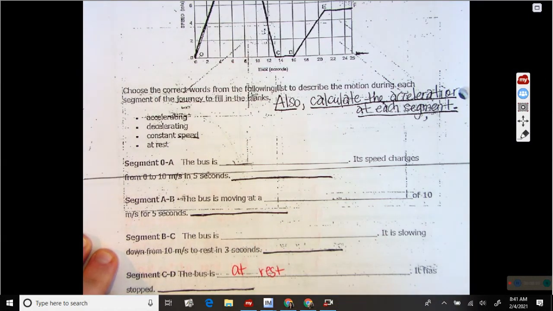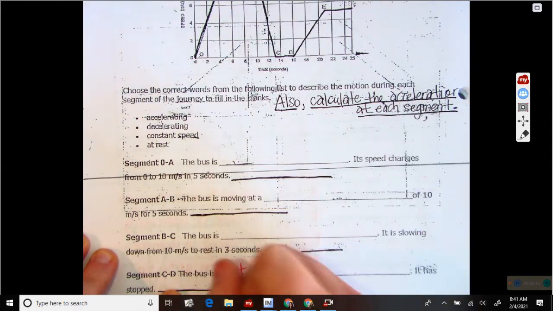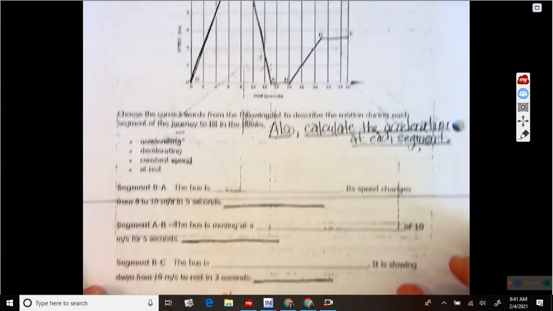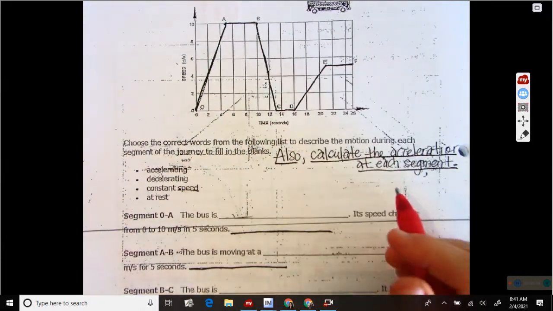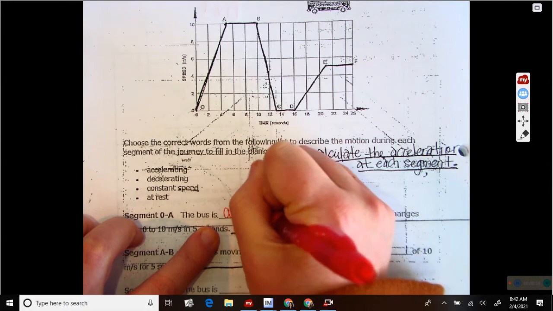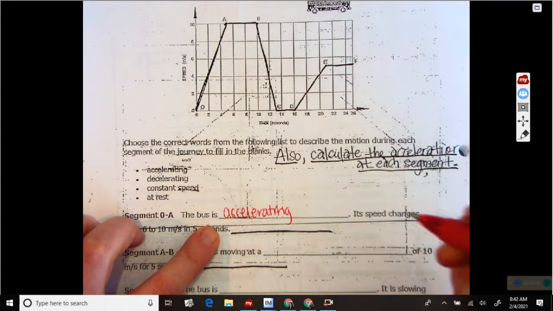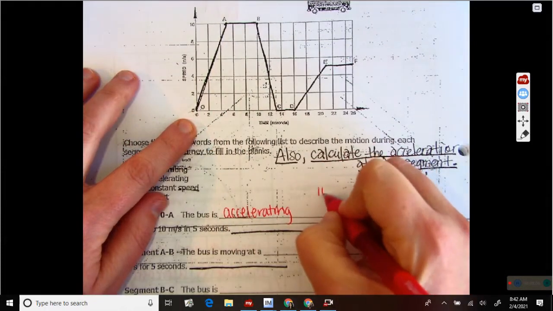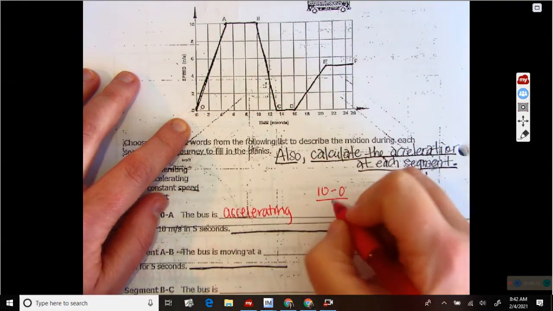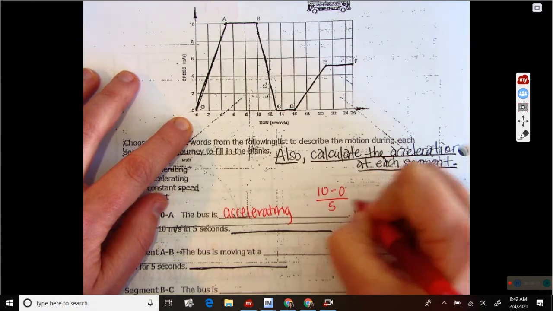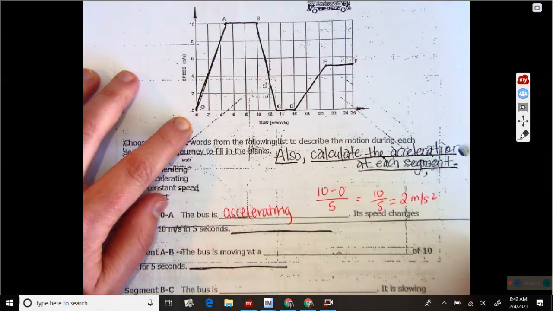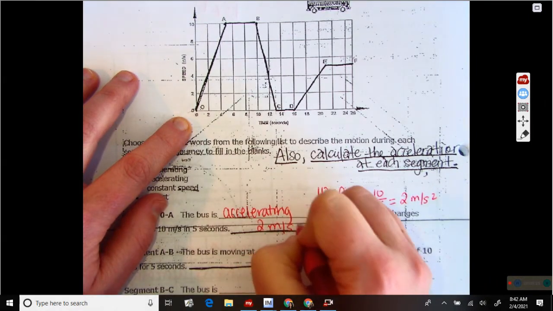It has stopped. Okay, so we're going to calculate the acceleration here. If it's stopped, its acceleration is 0. Okay, so let's look at segment 0 to A. Okay, 0 to A, we are accelerating because we are increasing our speed. So we are accelerating. And let's calculate that, okay? So our final velocity is 10 minus our initial velocity, which is 0, over our time from 0 to A, which is 4 seconds. Well, about 5 seconds. So 10 divided by 5 equals 2 meters per second squared. Okay, so that 2 meters per second squared is my acceleration.